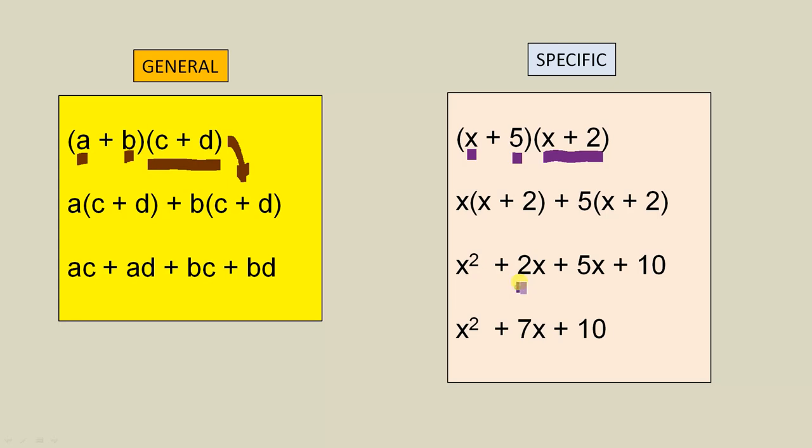We notice here that we have like terms, 2x plus 5x, so they are like terms, so we add them together to give us 7x, and here we have x squared plus 7x plus 10, so we've expanded that binomial product to end up with those three terms.